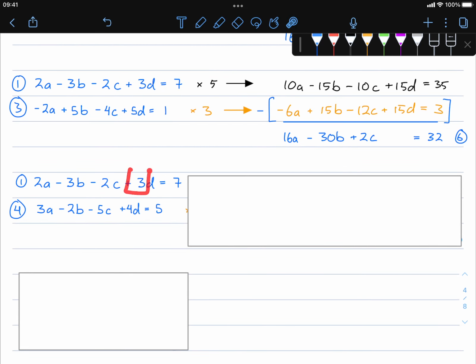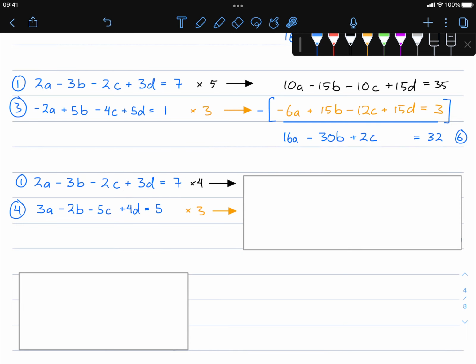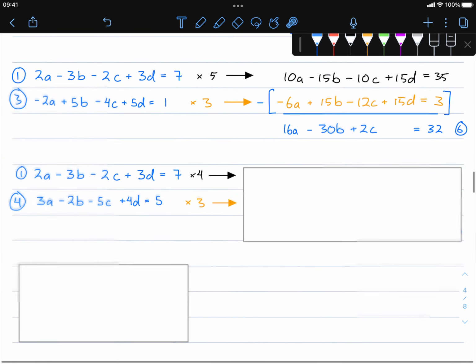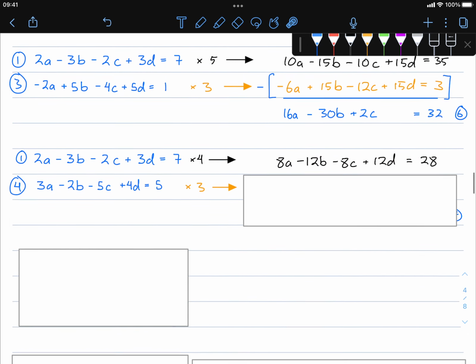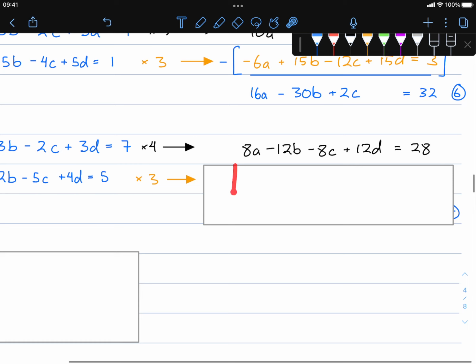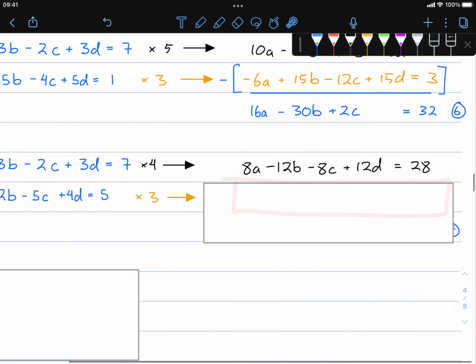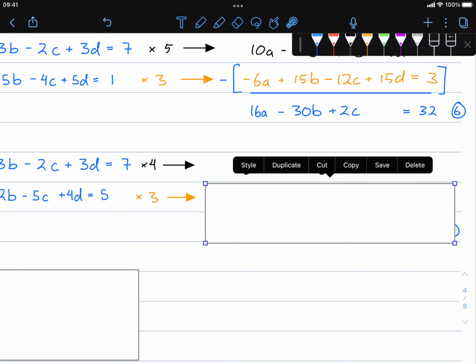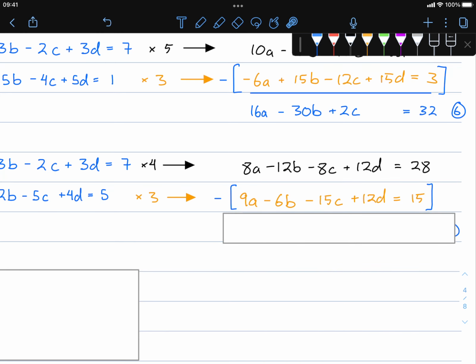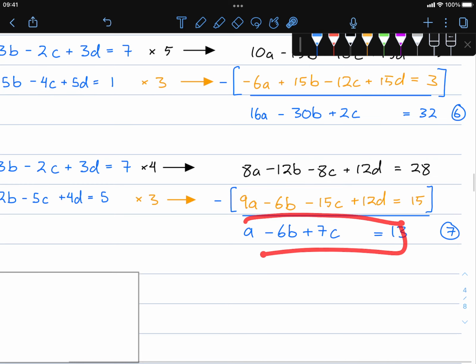Once again, we want these to be the same coefficient, which means we multiply one by 4 and the other by 3. I'll let you pause, because I'm going to reveal this line first. Okay, so here's the solution to that. I'll give you a moment to pause, and then I'll reveal this point here. As you can already see, we're going to subtract to eliminate the variable d. You should get that one there.